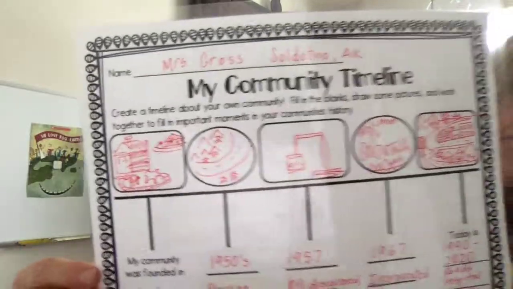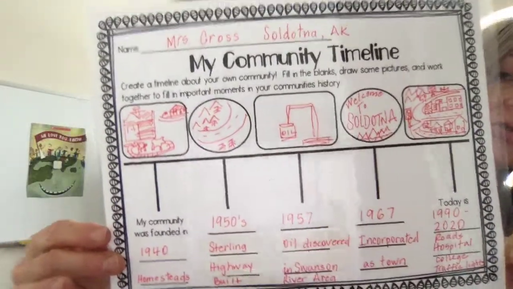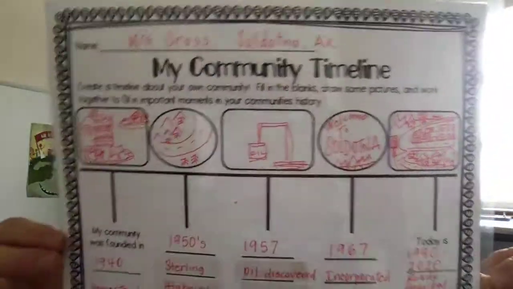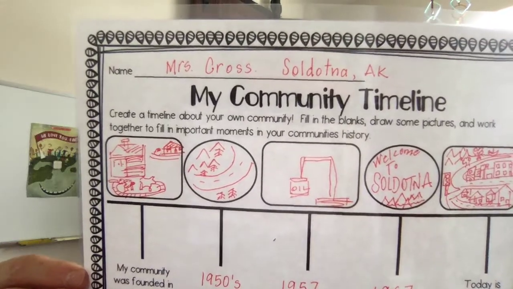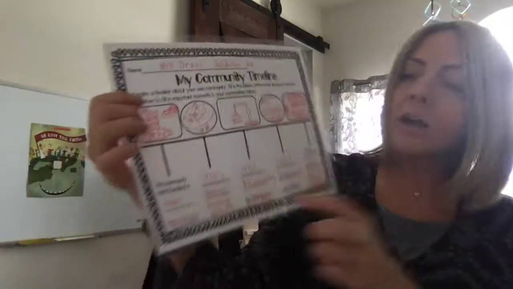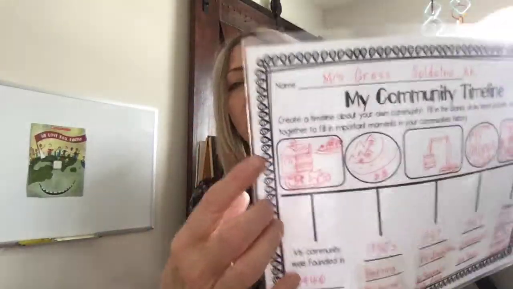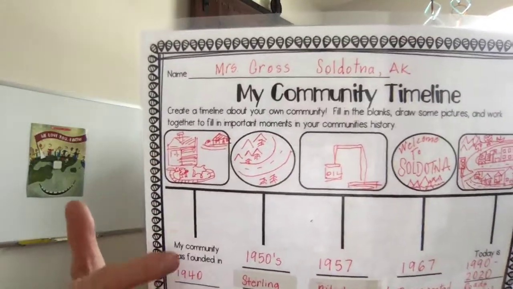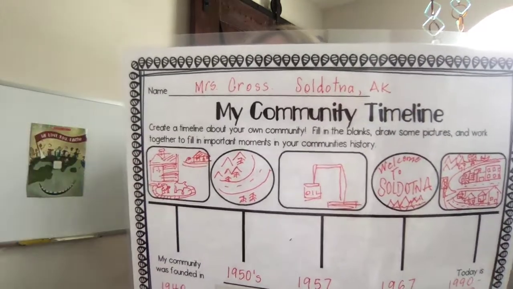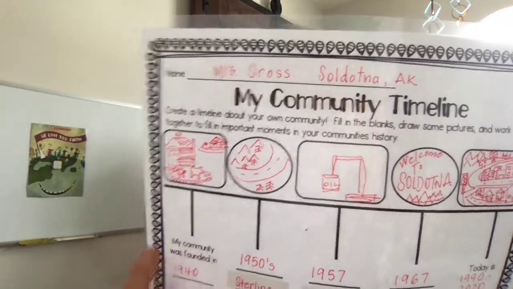Now here's an example of a timeline of our community, the town of Soldotna. I'm going to hold that up high because you may be able to create one of those on your own. If you live in Kasilof or Kenai or Nikiski, you can make one for your community. What I've done here is it starts with 1940, the first date that I have, when homesteading was really popular. People were just moving here. Some people were given pieces of property to farm and make a living, and a lot of people came to Alaska to do just that. So in 1940, homesteading started.